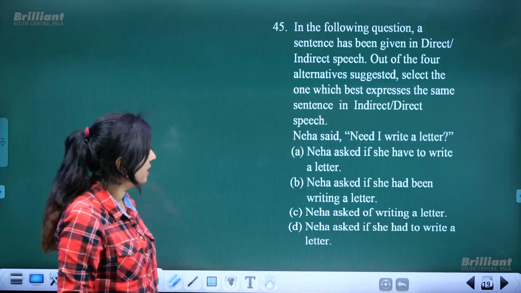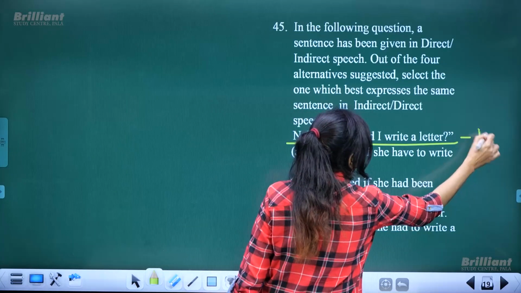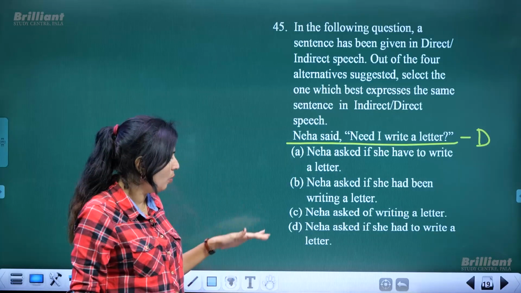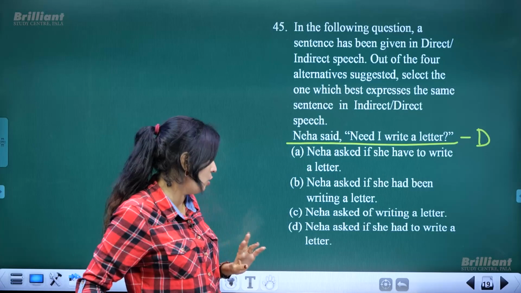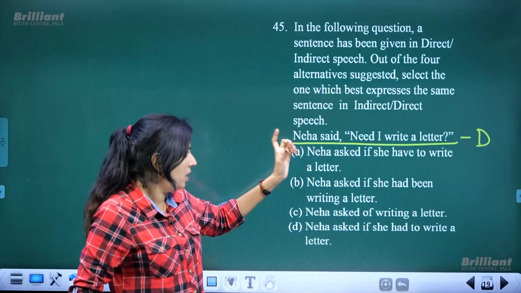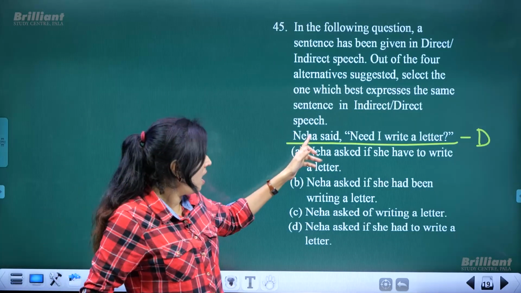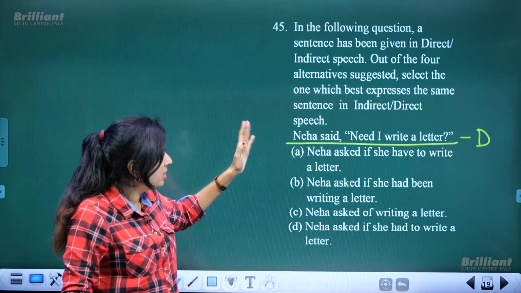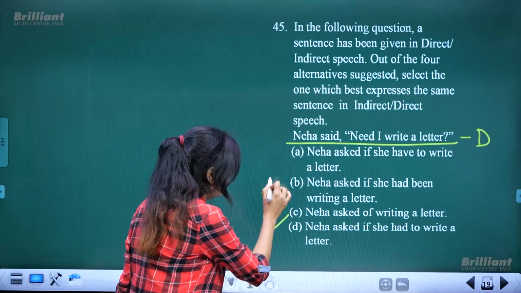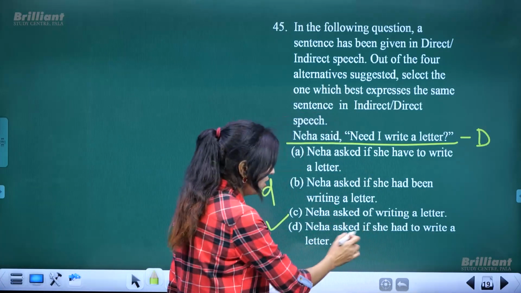Next, based on direct and indirect speech, we have a direct speech statement. Neha said, "Need I write a letter?" Need changes to had to. So, Neha asked, it's a question. "If" is to be used if it is a yes or no question. So, Neha asked if or whether she had to write a letter. Need always changes to had to. And only one option has got that, had to.